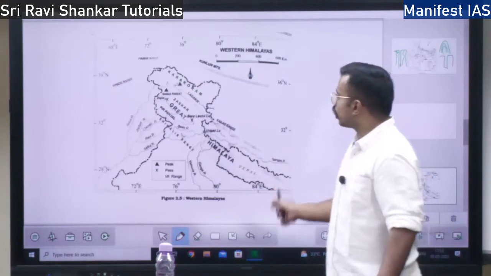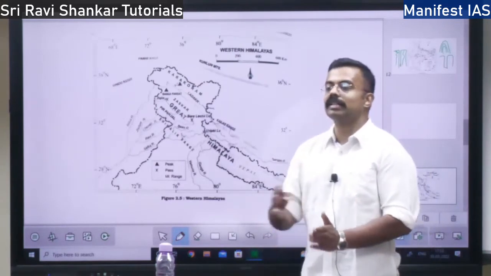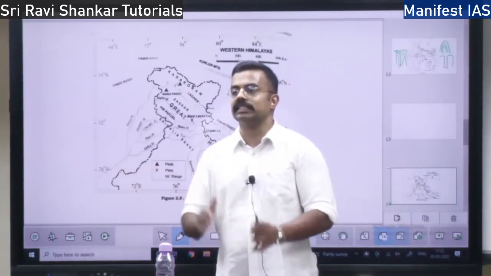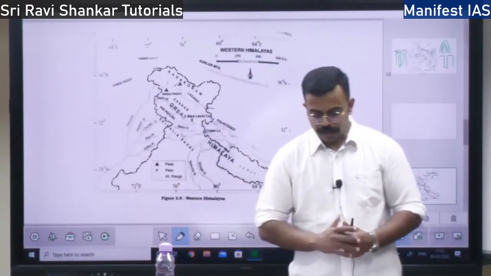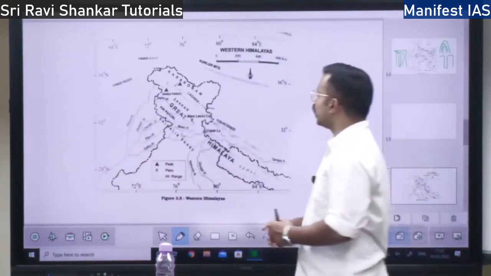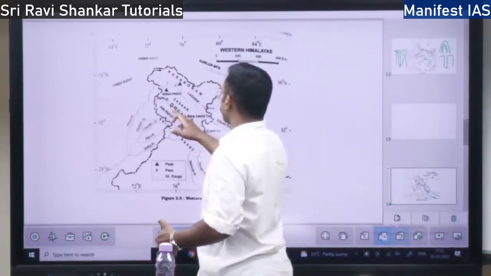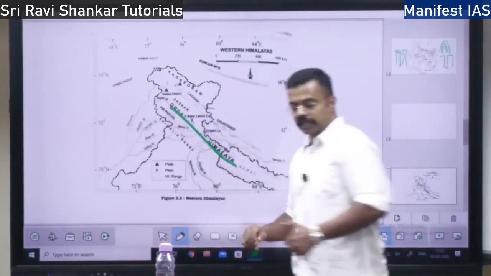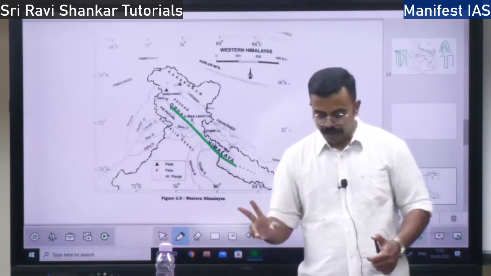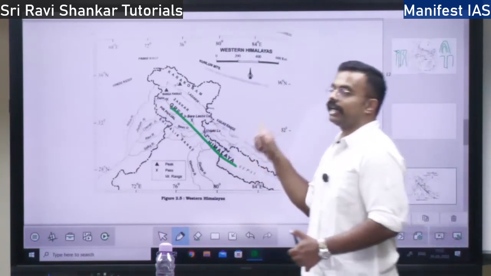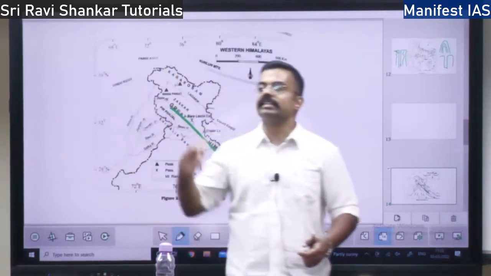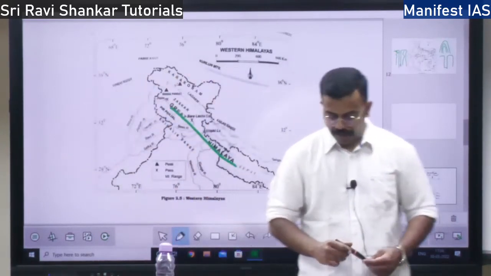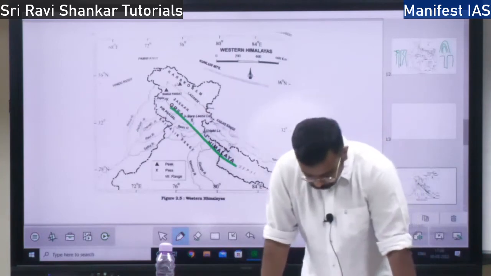First, we will talk about the Himalayas. Himalayas are parallel mountain ranges. They are ranges which are parallel to each other. First you have the Greater Himalayas. See, this is the Greater Himalayan range. Can you see? That is divided into two things. One is the Greater Himalayas and the second one is the Shivaliks. Shivaliks is lesser height, Greater Himalayas is higher height, right?